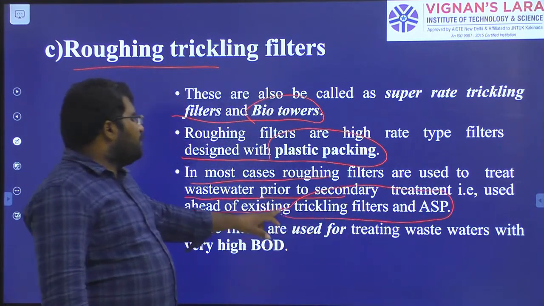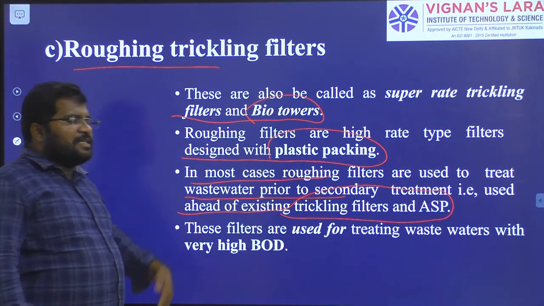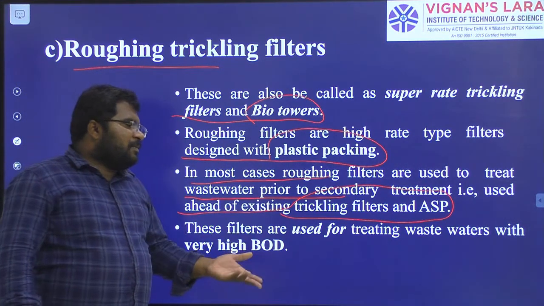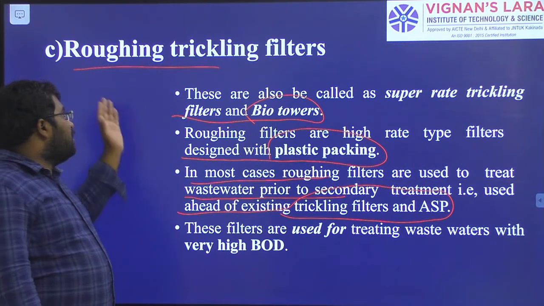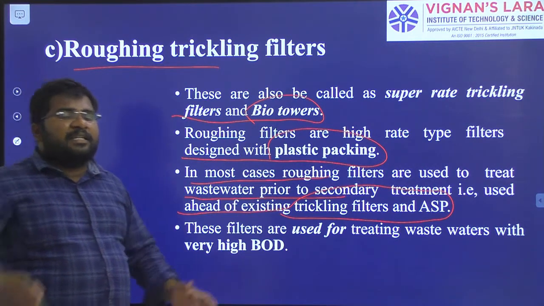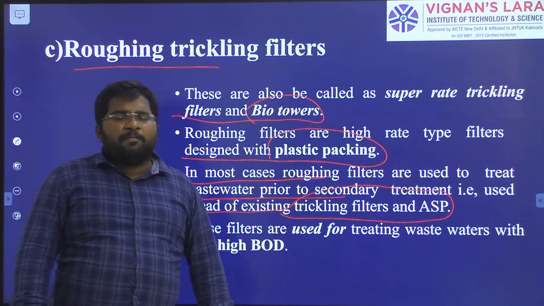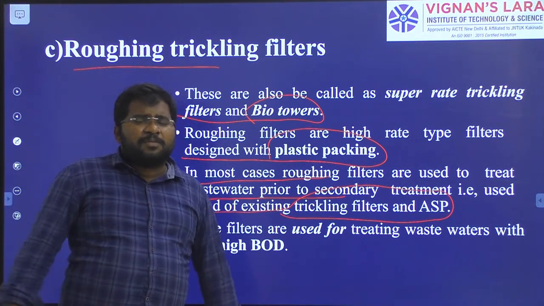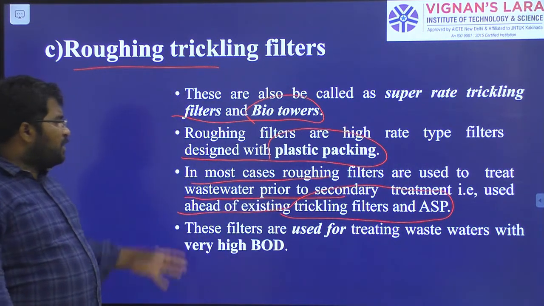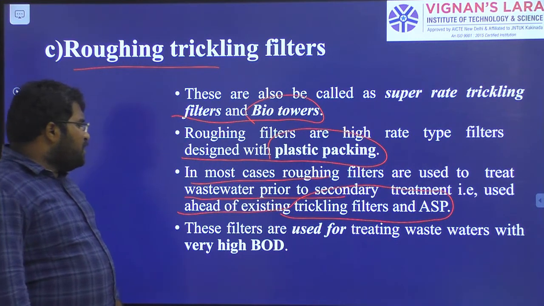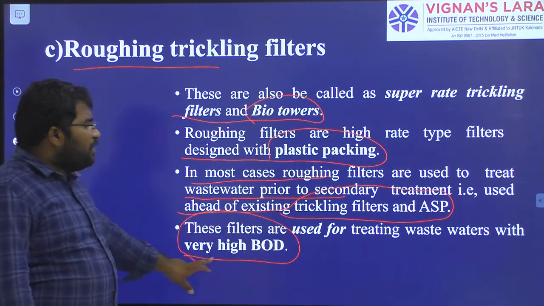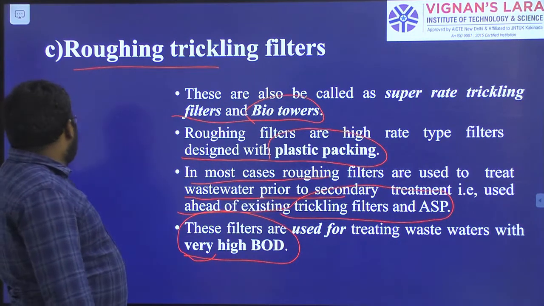We are going to use some kind of filter before the secondary filter, that means after primary treatment. So before secondary treatment, we provide roughing filters, or trickling filters. Even roughing filters are there in drinking water treatment, where we keep a rapid sand filter before the slow sand filter, so that things will be removed properly. These filters are used for treating wastewaters with very high BOD. Whenever high BOD is there, you can use another extra one.